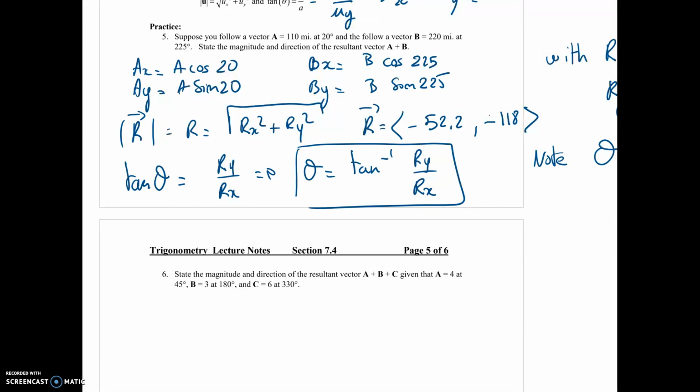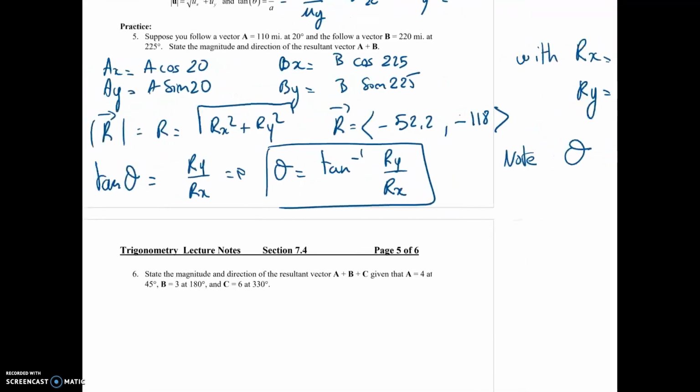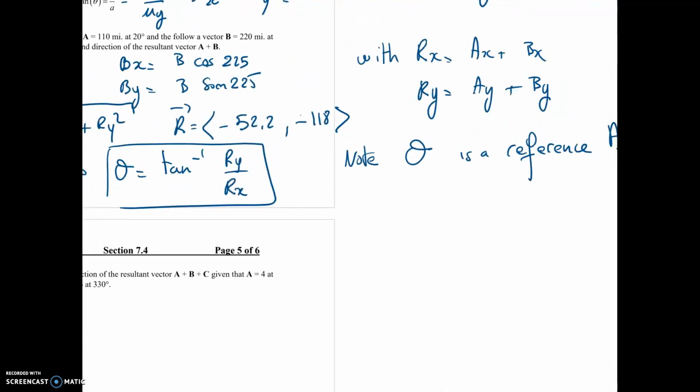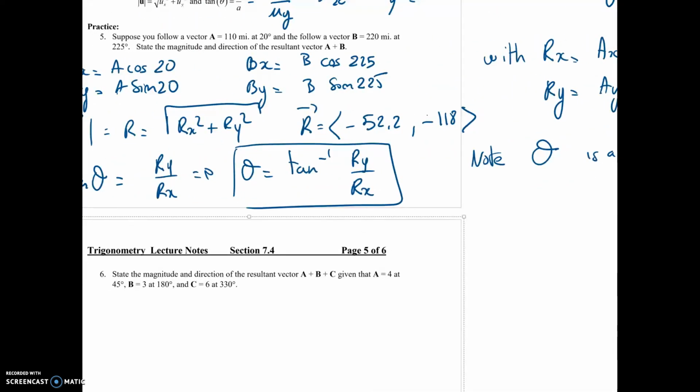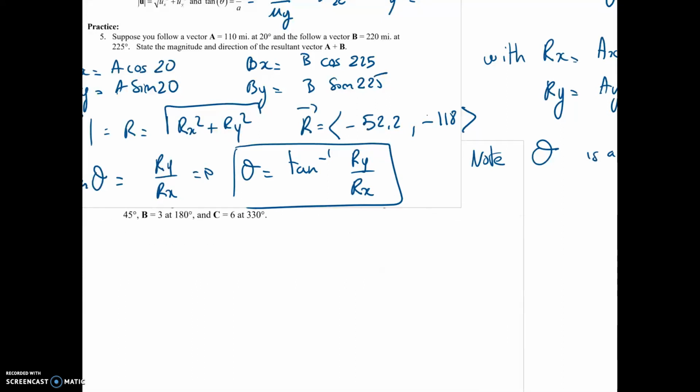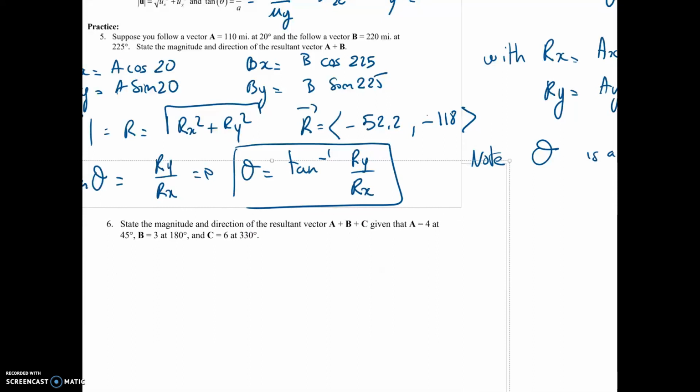And then we know that rx is equal to ax plus bx, sorry, and ry is equal to ay plus by. Therefore, when you add ax and bx and ay and by, you will be able to find negative 52.2 and negative 118. Oops, I made a mistake right here, my apology.